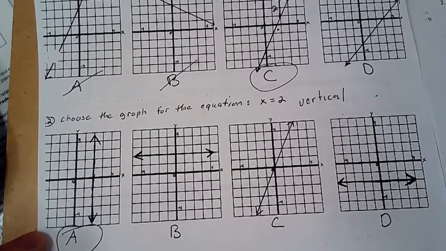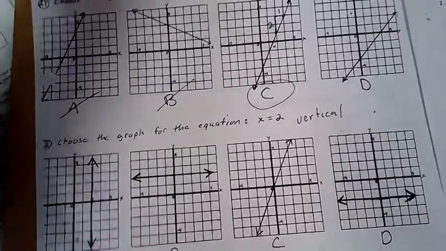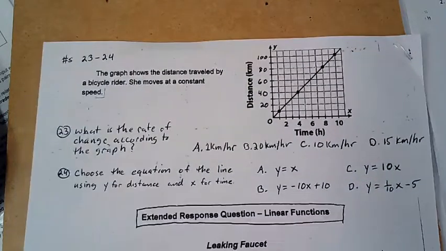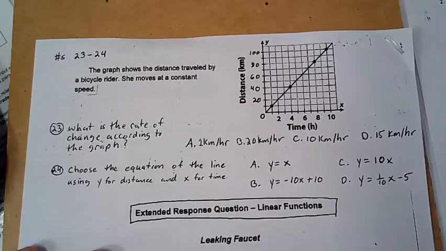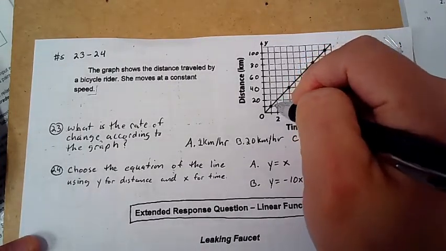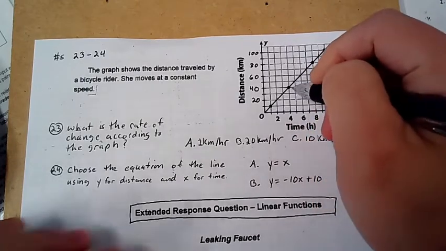Okay, let's go on to the back. For 23 through 24, we had to look at this graph. What is the rate according to the graph? It looks like here, if I use these 2 points, let's get the rise over run.